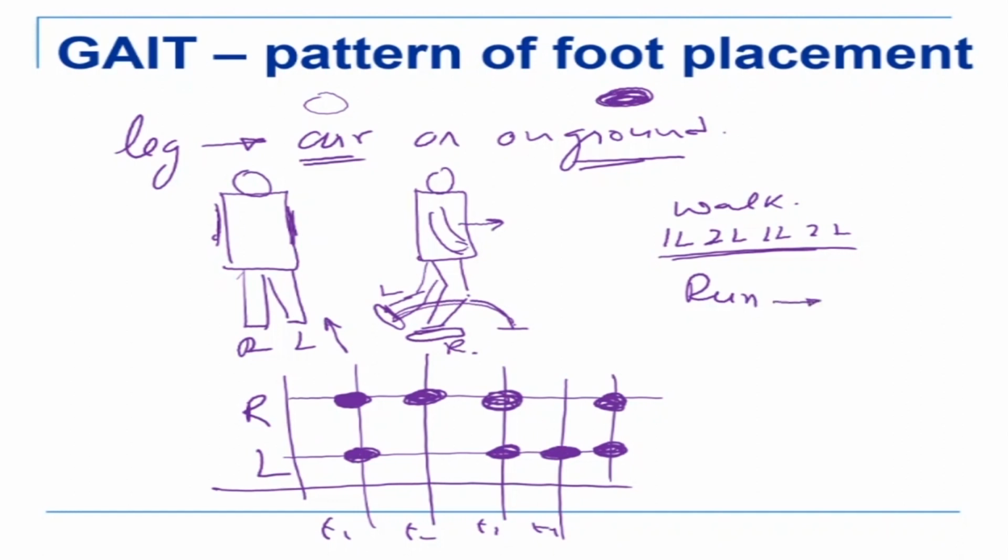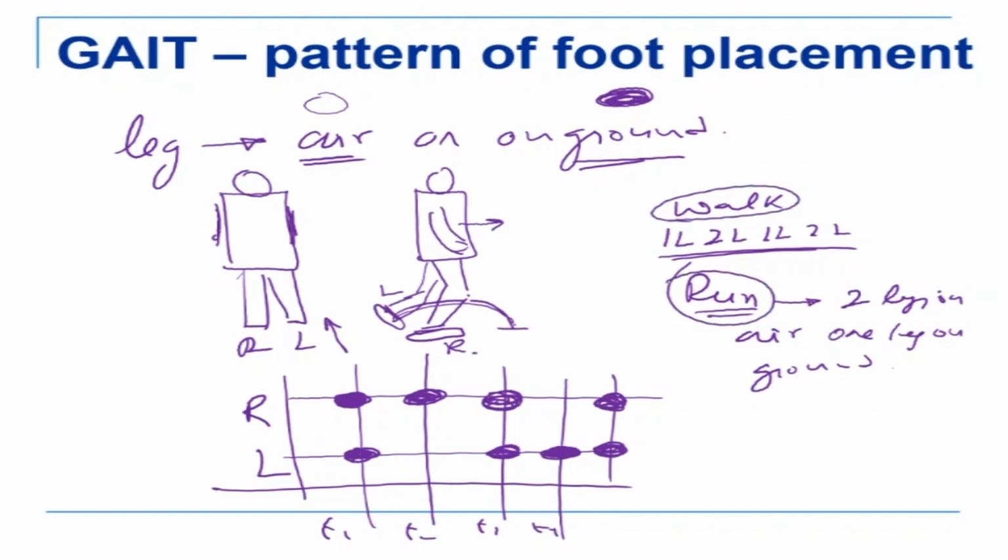Run can mean two legs in the air, and then one leg on the ground. So the running gait would have instants where both legs are in the air, whereas walking is basically an instant where either two or one leg will always be in contact with the ground. That is the difference between running and walking.